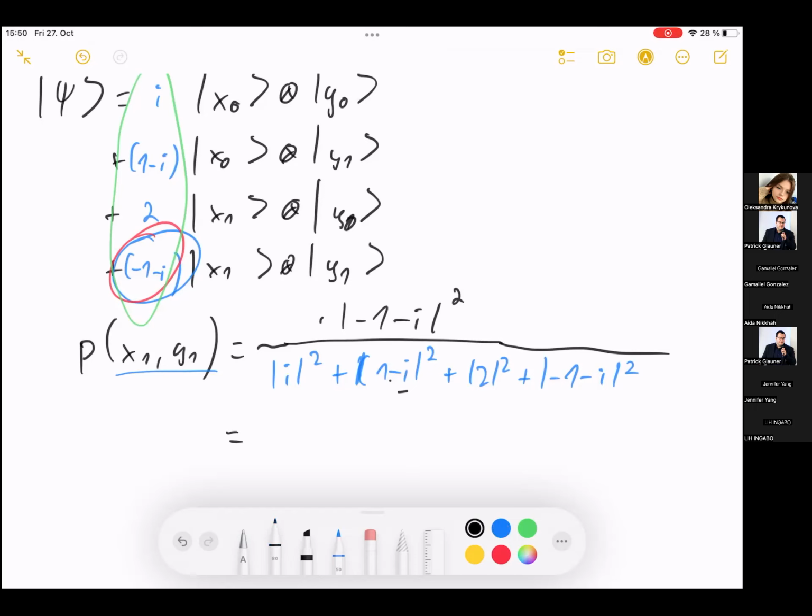It's correct. It's 0.222, so it's 2/9. That's correct. So we got at least two answers that are correct.